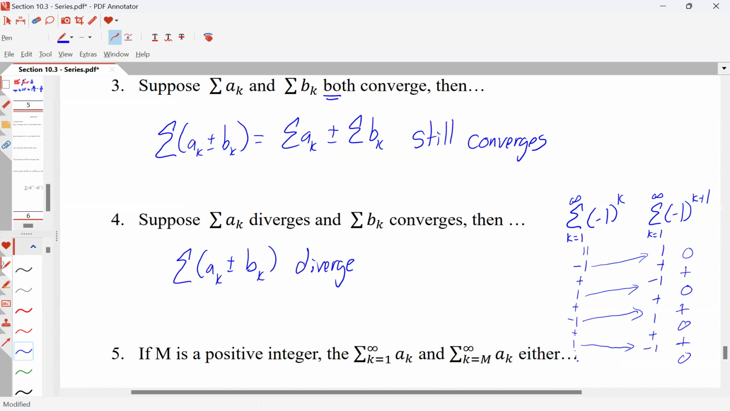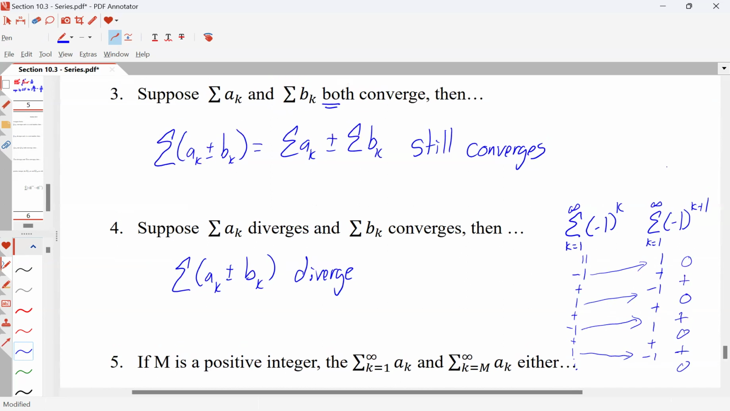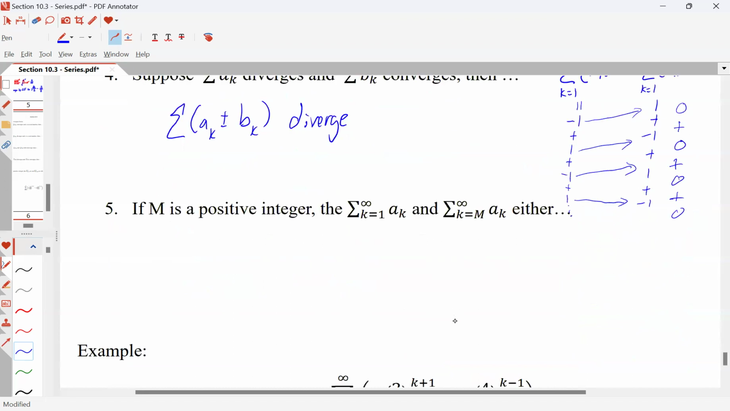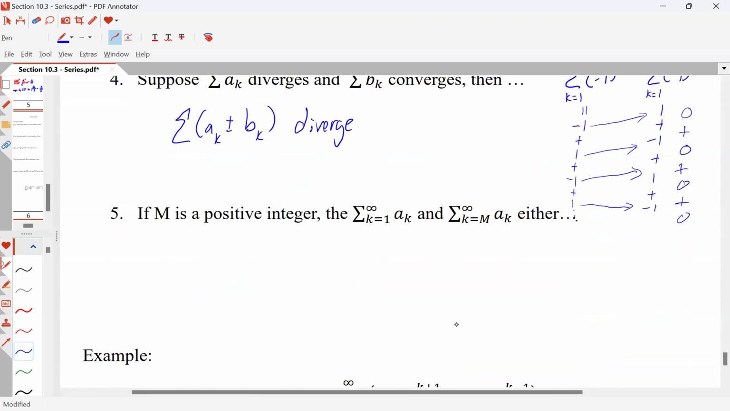So we don't have a divergence of adding two things that are diverging together, but we have, if they both converge, it continues to converge, and if one of them diverges, it'll definitely diverge. And then the last property is if m is a positive integer, then it doesn't matter if I start my lower bound at 1 or if I start my lower bound at m. Either both series converge or both diverge.